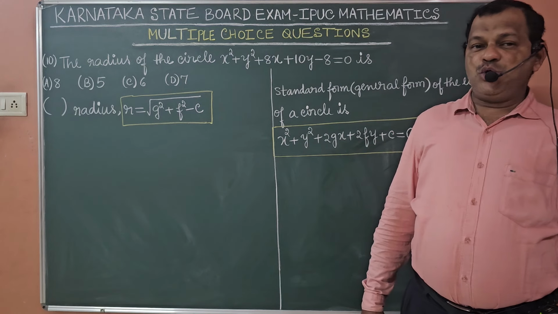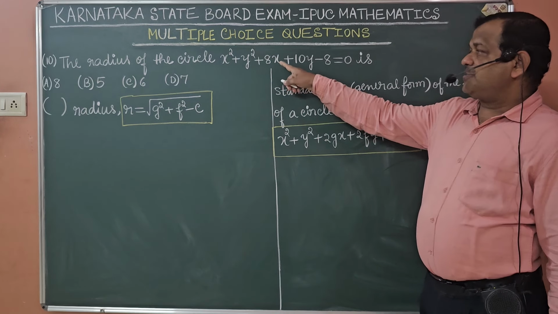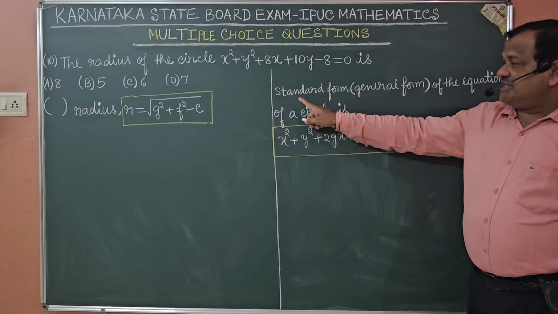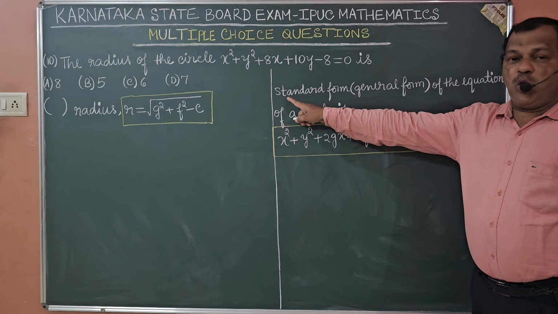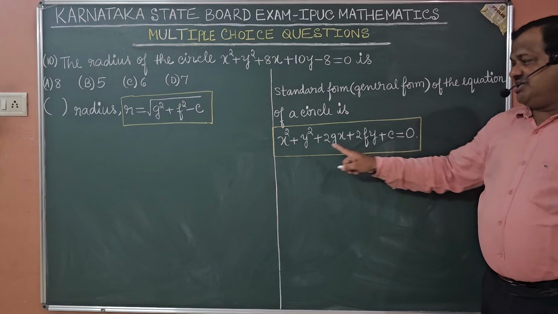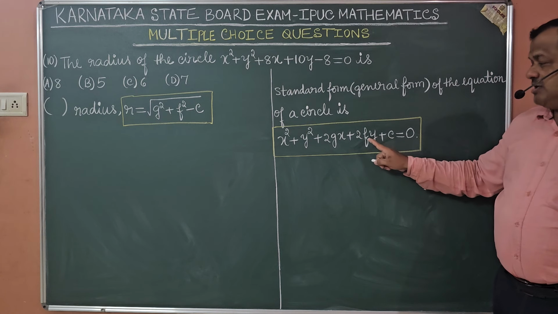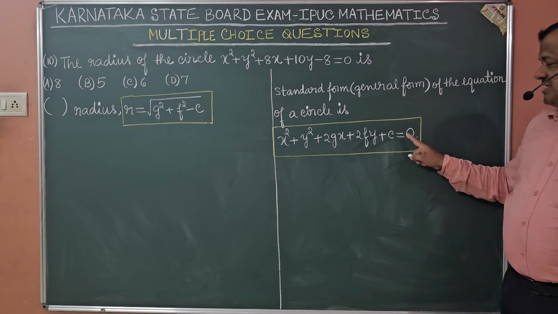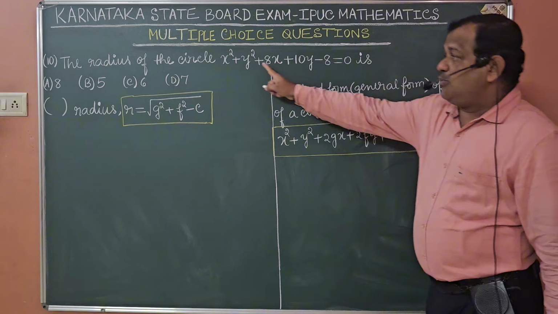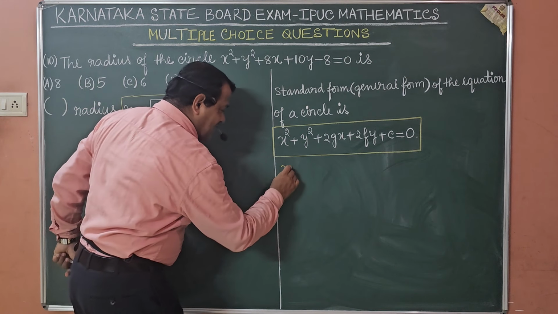Here is the 10th MCQ. Read the question: the radius of the circle x² + y² + 8x + 10y - 8 = 0 is. To understand this, first of all, one should know the general form of the equation of the circle: x² + y² + 2gx + 2fy + c = 0. I will compare the given equation to this, so I will write the given equation of the circle exactly below this.